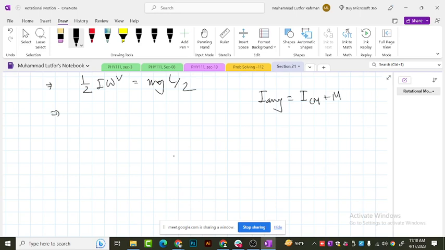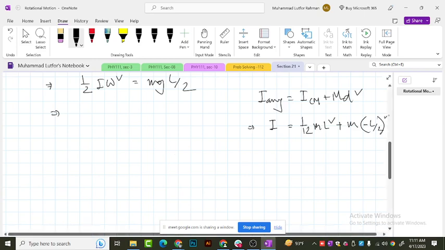Since I'm going to find it about one side, let's say this is the left side or the right side, whatever you say, then it should be 1/12 mL square plus m into, if you say d is minus L by 2, square. Then if you solve this, I is going to be 1/3 mL square. Now plug it into those things over here. It's going to be half of 1/3 mL square omega square must be equal to mg L by 2.